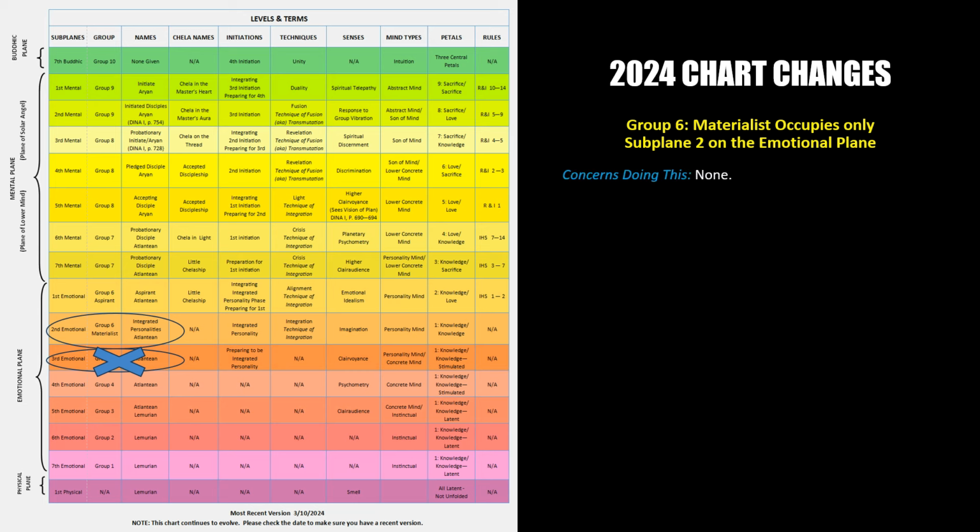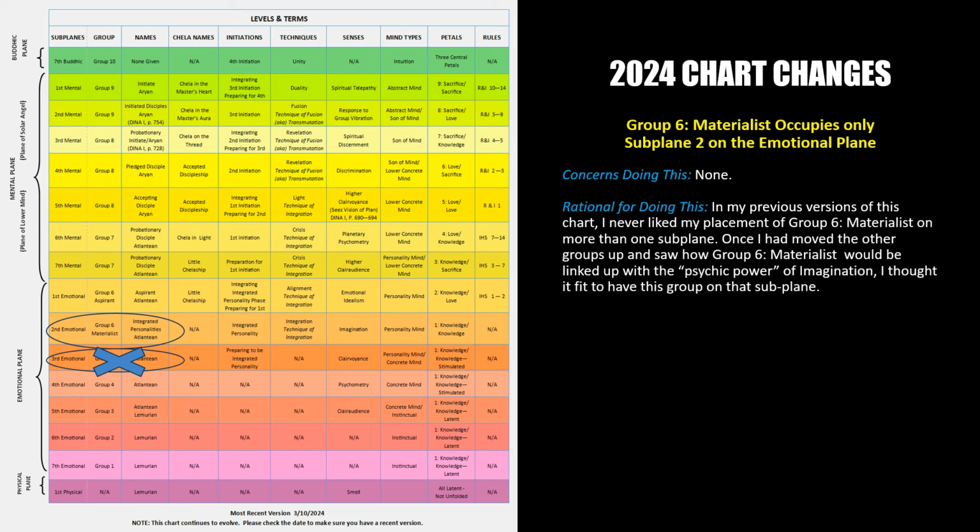My concerns taking the Group 6 materialist integrated personalities only onto one subplane now, I don't have any. My rationale for doing this: in my previous versions of the chart, as I mentioned, I never liked my placement of group 6 materialist on more than one subplane.